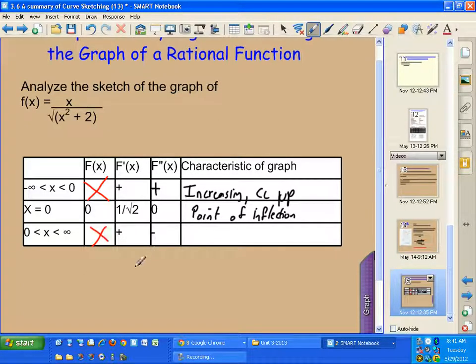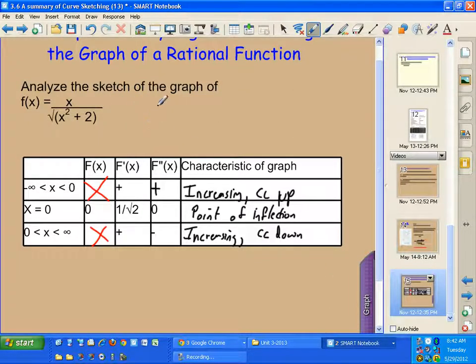And so then this last one here, I have a positive in the first derivative and a negative in the second derivative. So I'm still increasing, but this time I'm concave down. And so then we might need some more information from this graph. For example, we might want to do a limit to infinity.